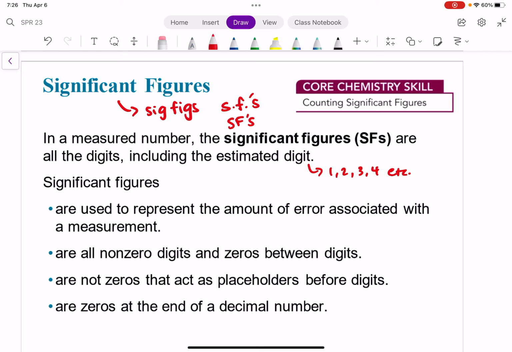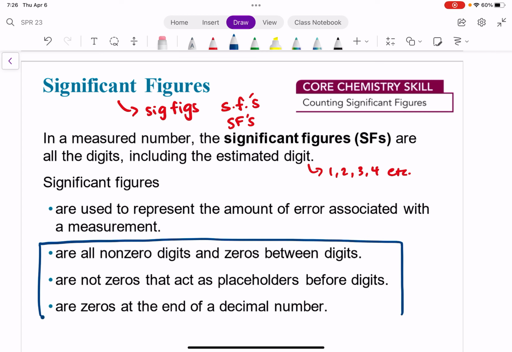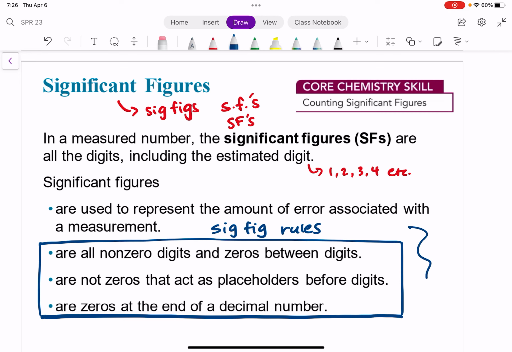Significant figures have some rules. So what I would do if I were you is I would write these rules down. And we'll talk about what they actually mean in a little bit. But these are your sig fig rules. I would just pop this whole thing into your notes. Take a second to do that and then come back. Okay, so let's read these rules.